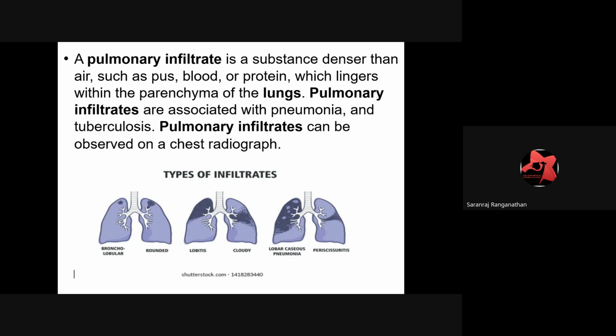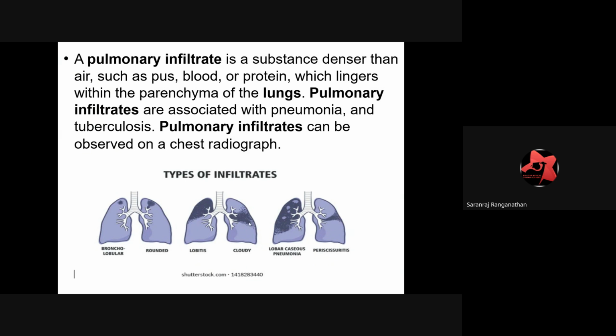So you can see the types of infiltrate they have given. Mostly in pneumonia, tuberculosis and similar conditions, a pulmonary infiltrate will occur. If it is a lesser amount, it is bronchopneumonia, or lobular. If it is rounded in one place, it is rounded. Then if it is affecting one lobe itself, it is lobitis.